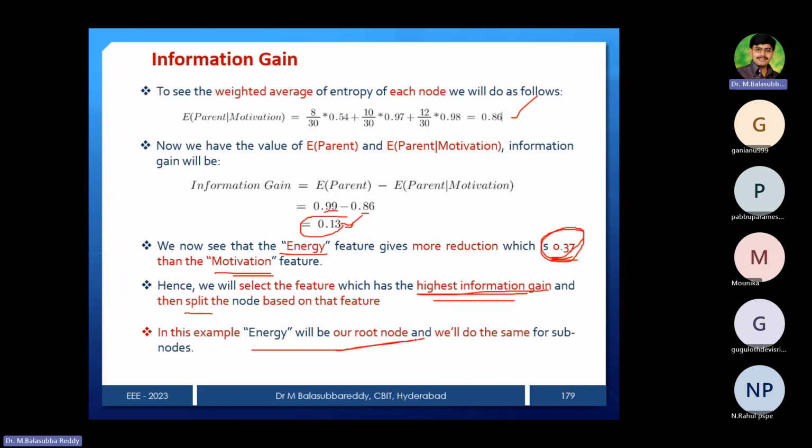Now, if energy is taken as the root node, energy can be high or low. When energy is high, again you want to split it, and the splitting continues toward leaf nodes. Whether energy is high or low, we take it as a subnode, and for that also we again use the information gain formula. That is the way we have to do it. Finally, it has to reach the leaf node, and we stop. That is the procedure for a decision tree.